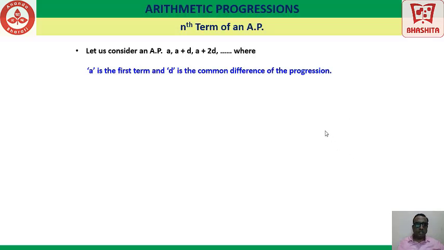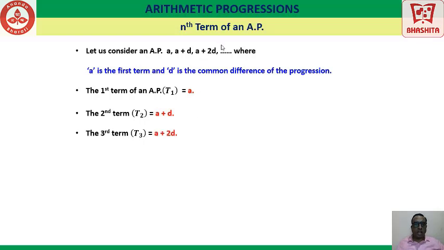We shall start using a symbol called T. T stands for term number, and the subscript 1 denotes the first term. So T1 means first term. The first term of this progression is a. The second term is a plus d. The third term is a plus 2d.